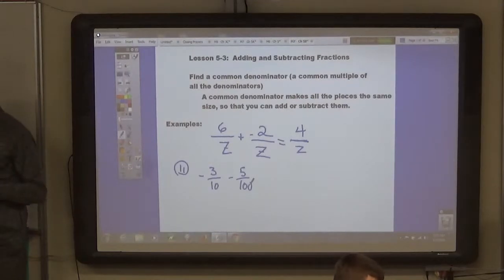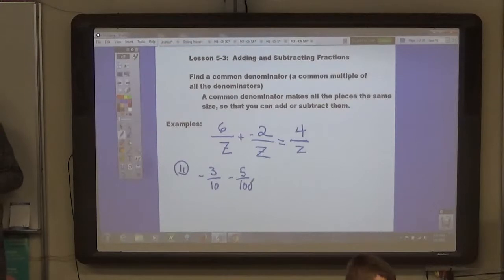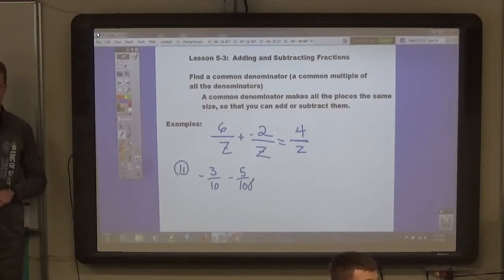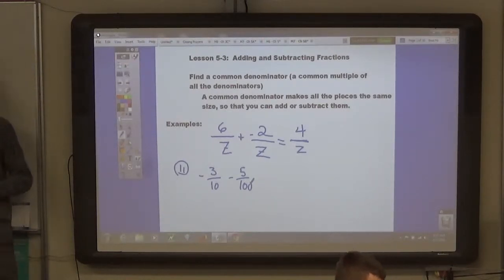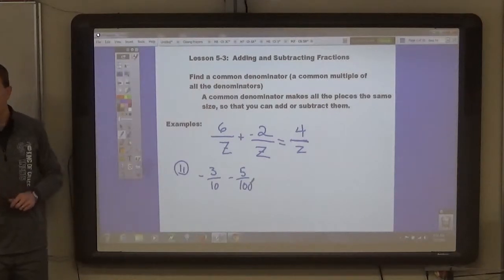Your extra assignment will be 45 through 50 and 1 through 14. Okay. That'll be from page 251.